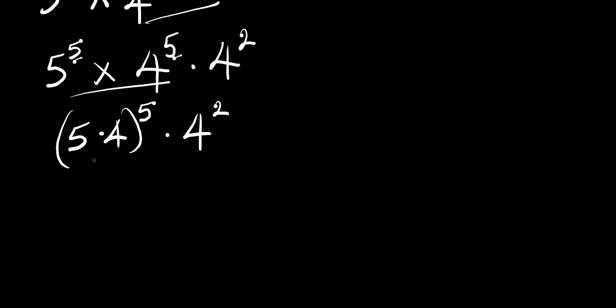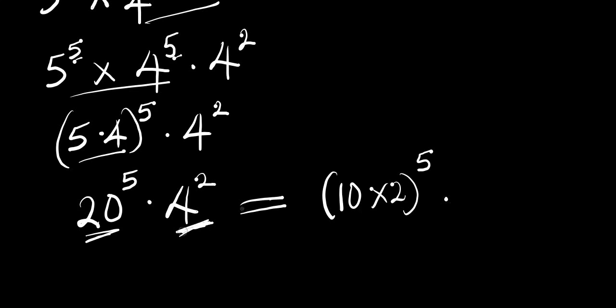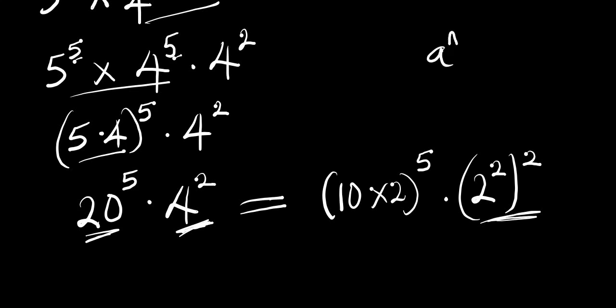So we go ahead, 5 times 4 is 20, we have 20 to the power of 5 times 4 to the power of 2. Then we can as well rewrite this. So let me start with this as well. We have 20, we can write 20 as 10 times 2 all to the power of 5. And this, we can rewrite as 2 to the power of 2, that is 4, all to the power of 2. So in this, we can make use of this identity, a power n or power m equals a power n times m.